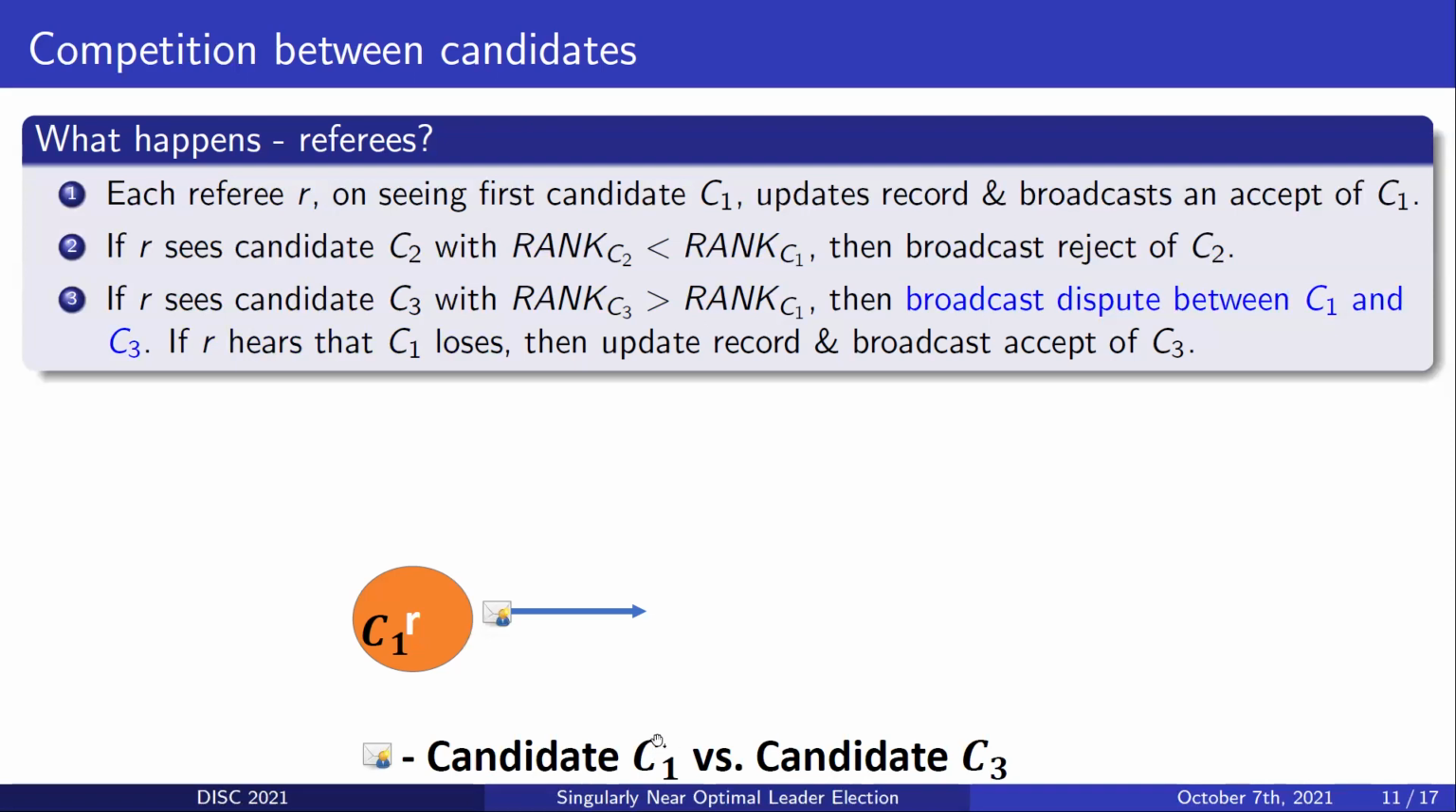If C1 actually became a leader, then it would have already generated a leader announcement message, which renders any further computations by this referee meaningless. So that's why the referee will just wait until it eventually gets this leader announcement message, and then it'll just propagate that message and terminate.